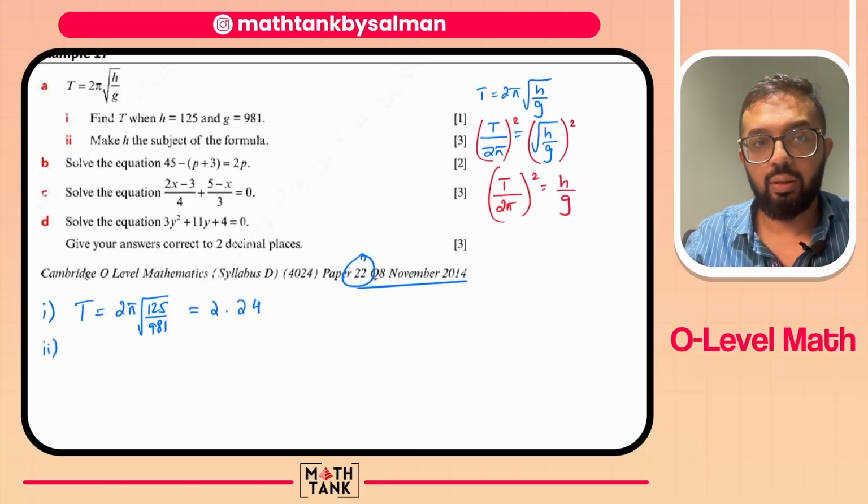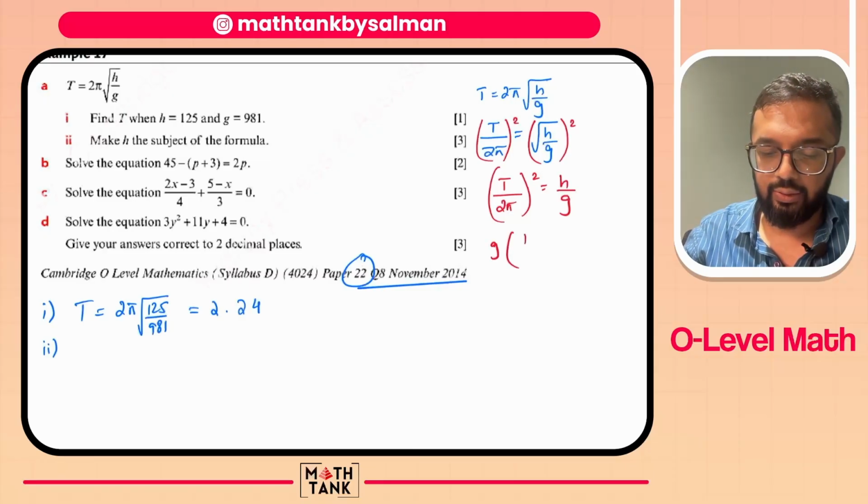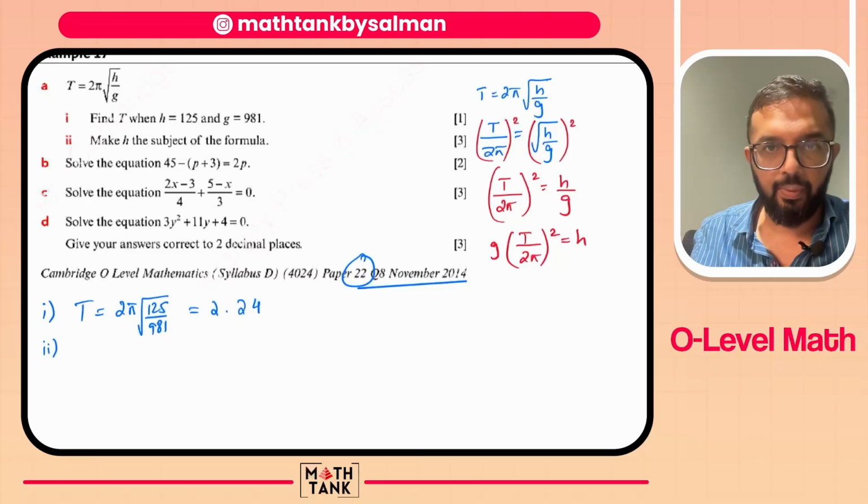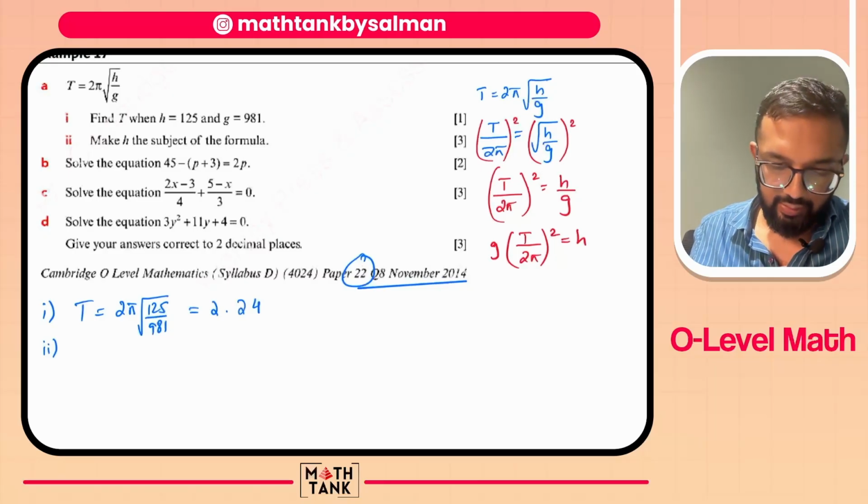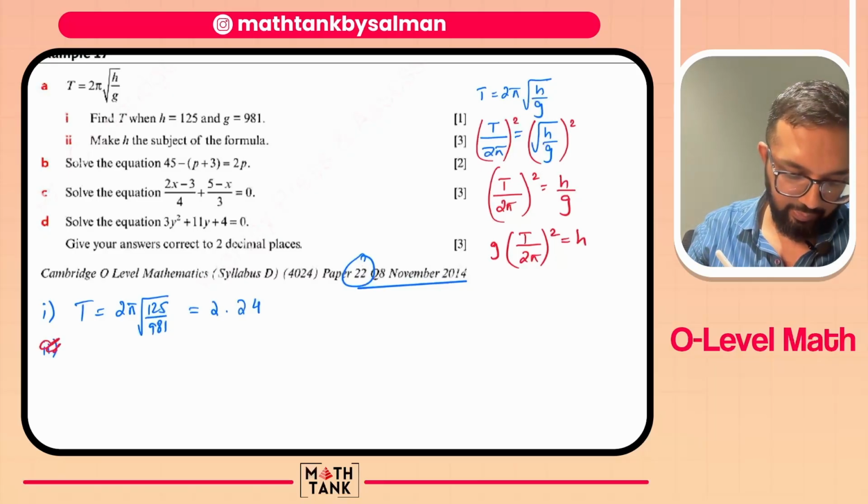Now I need to make h the subject of the formula. So g goes to the other side. Okay, I hope that was easy. Let's pause there. Then, just solve the equation. I think that's an easy solution.